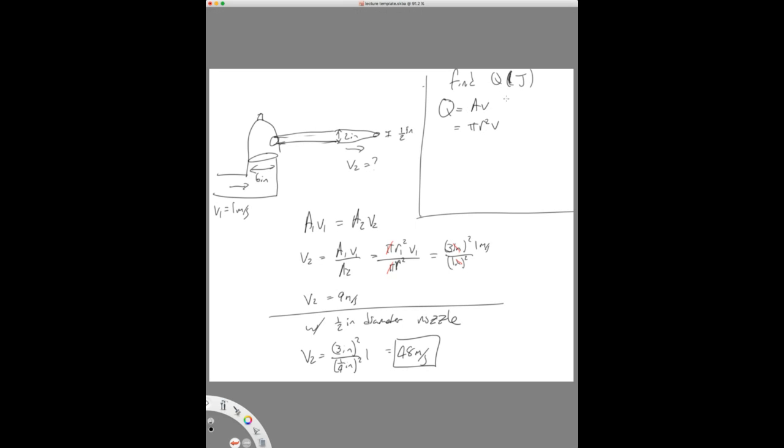So I want to make sure my units match up, so I don't want the radius to be in inches. My radius is 3 inches, and I'm going to convert that. 1 inch is equal to 2.54 centimeters. So that is 7.62 centimeters, or even better, we can make it meters, 0.0762 meters.